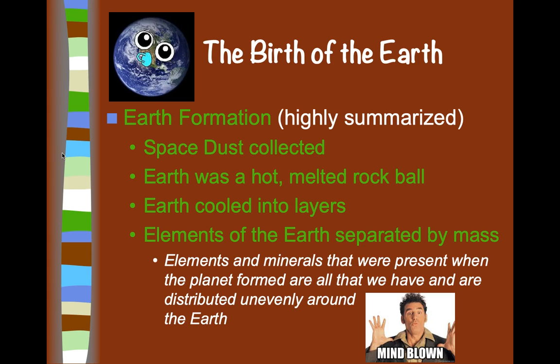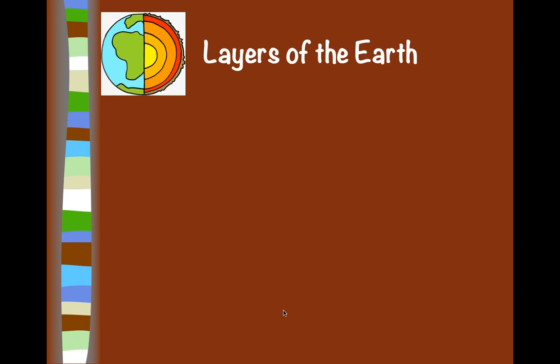That's one of those huge thinking things to think about. We're going to talk about that a little bit more in this unit, this idea of being distributed unevenly, and the fact that we only have so much of certain things is one of the things that scientists are trying to figure out. What do we do with that information? Okay, so that's the birth of our Earth.